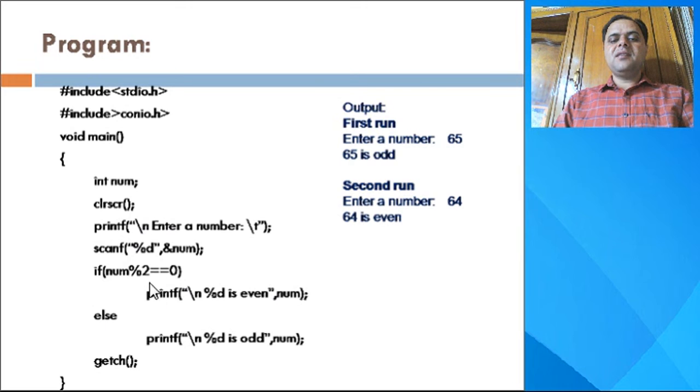When you run this program again, and when you enter 64 or 60 or 62, here I have taken 64, so 64 mod 2 is 0. So this condition is true, so control goes here, and num is 64, it is even. This is how the if else statement works.